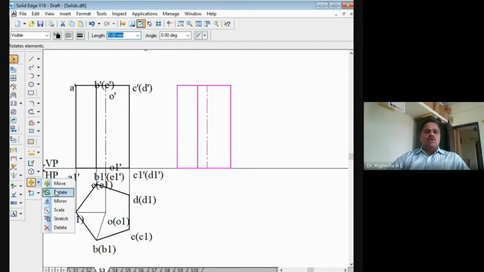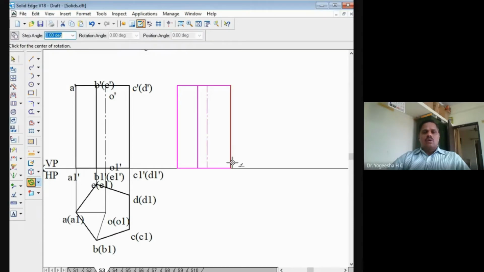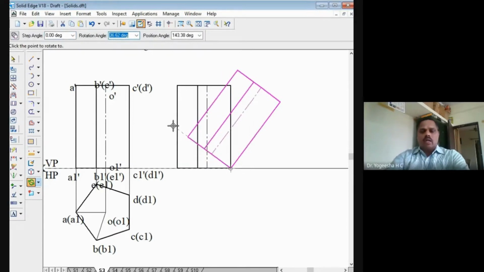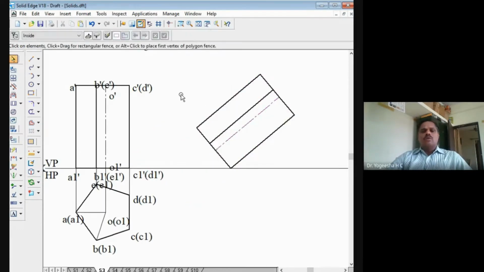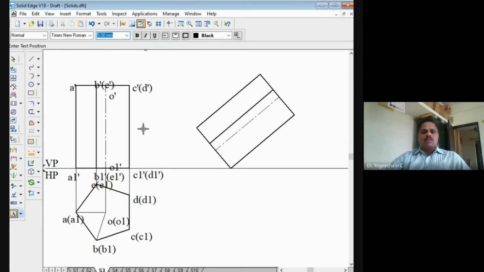So I will use the rotate command now, right? So I have to rotate the base here to an inclination of 50 degrees. I will choose 50 degrees here. So it has been rotated to 50 degrees now. So you can slightly move this or you can keep it as it is, no problem. Now we will go for marking these various points.